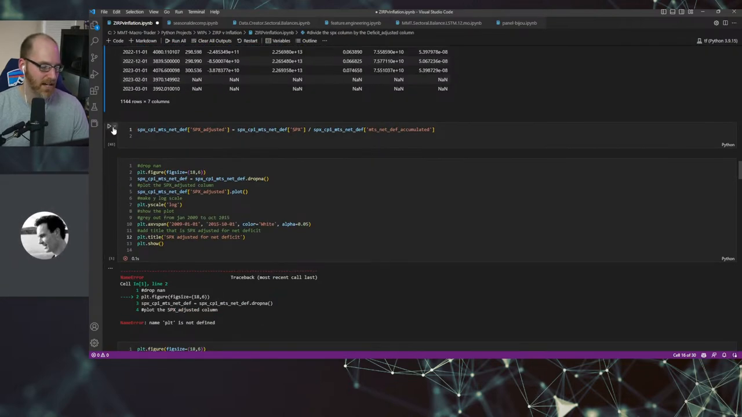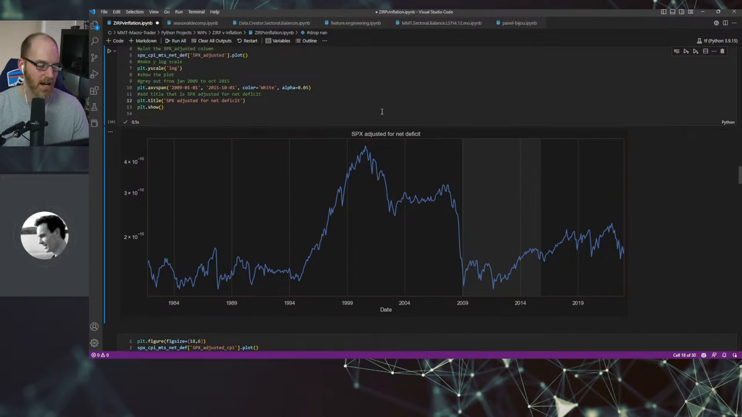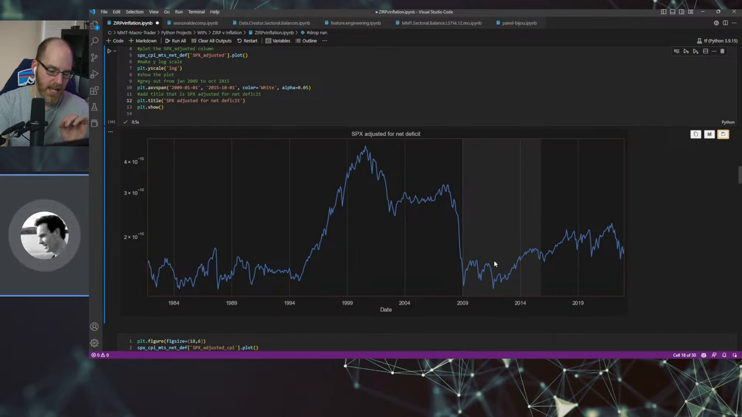For whatever reason, in my VS Code the shortcut for next line hasn't been working, and it's been a big pain. So we added our title, SPX adjusted for net deficit. Here's ZERP, the time period in gray. And you have the big bubble starting in the late 90s. This is the private debt bubble. So that's clearly defined. Credit cards.